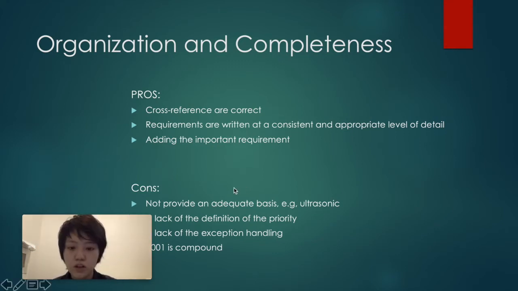In this part, there are four issues that need to be improved. Firstly, we don't provide biases for the astronic sensor. The astronic sensor can only detect objects with certain height and width. Secondly, we should add the definition of the priority into the SRS.